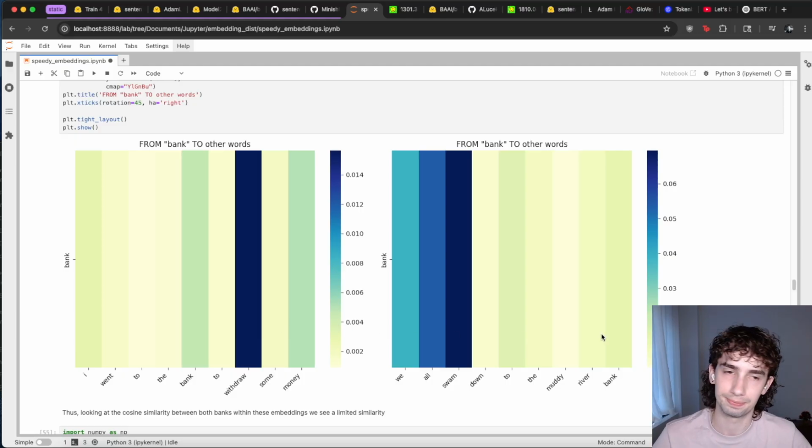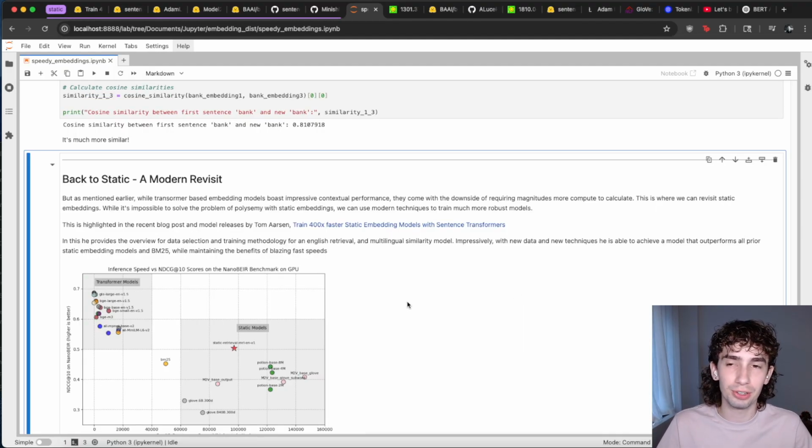But enough talk about transformer-based encodings, we're here to talk about static models. As I mentioned earlier, while transformer-based embedding models do have that impressive contextual performance, they come with the major downside of requiring magnitudes more compute to do these calculations.